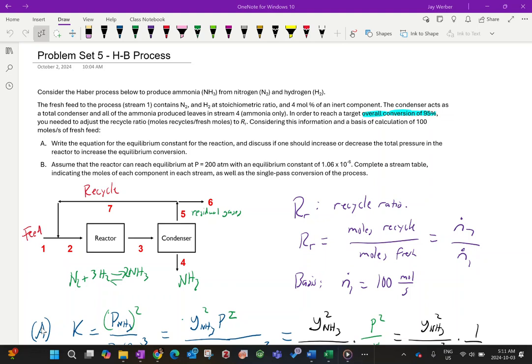All right, this is Professor Jay Werber again. I am now going to solve part 2 of the Haber-Bosch example, problem set 5. Now we're going to solve it.